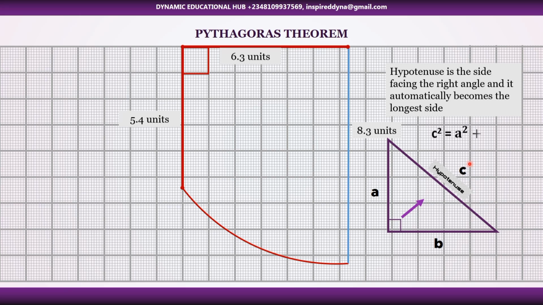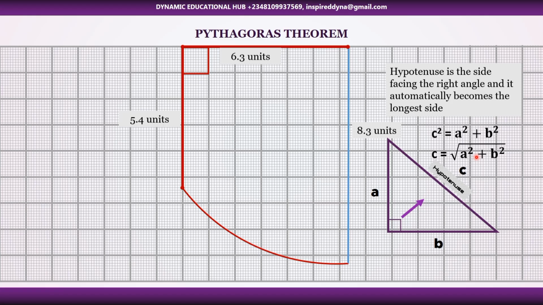Now, from my previous explanation, we can see that the square of this side, which is the hypotenuse, is equal to the sum of the squares of the other two sides. Which means that this side C will be the square root of the sum of the squares of this and this. That is what we want to verify, and that is what I've shown you earlier on.